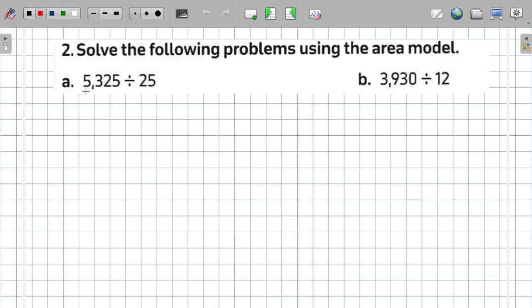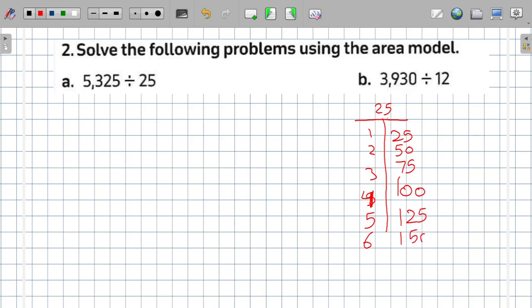I have here 5,325 divided by 25. So let's draw our timetable first, like this. I have 25 times 1, times 2, times 3, times 4, times 5, times 6. Okay, 1 times 25 is 25. 2 times 25 equals 50. 3 times 25 equals 75. And 4 times 25 equals 100. And 5 times 25 equals 125. And 6 times 25 equals 150. Okay?